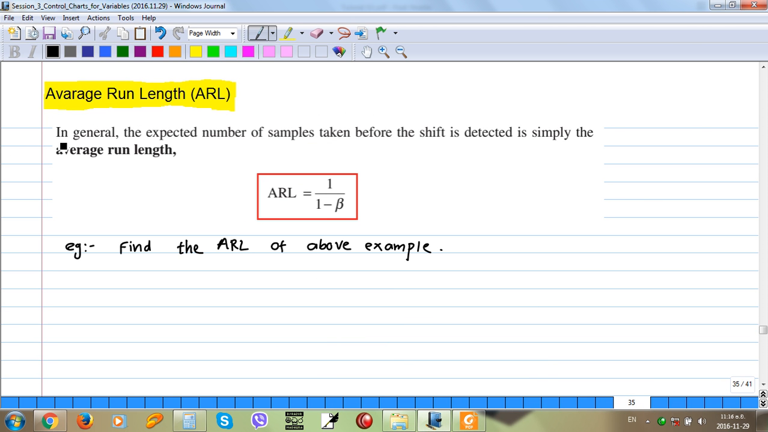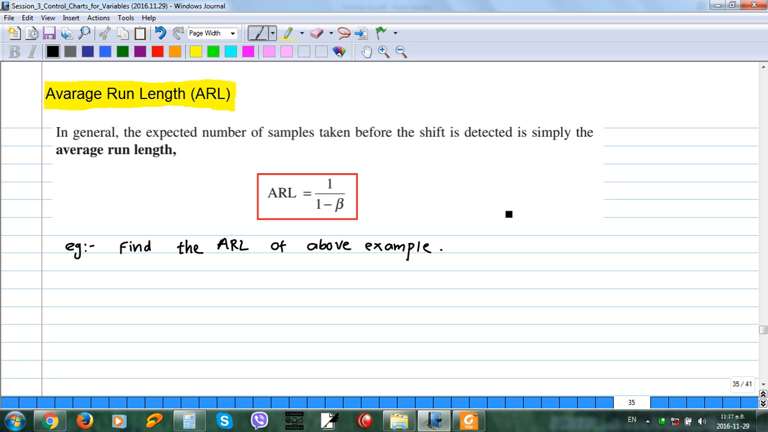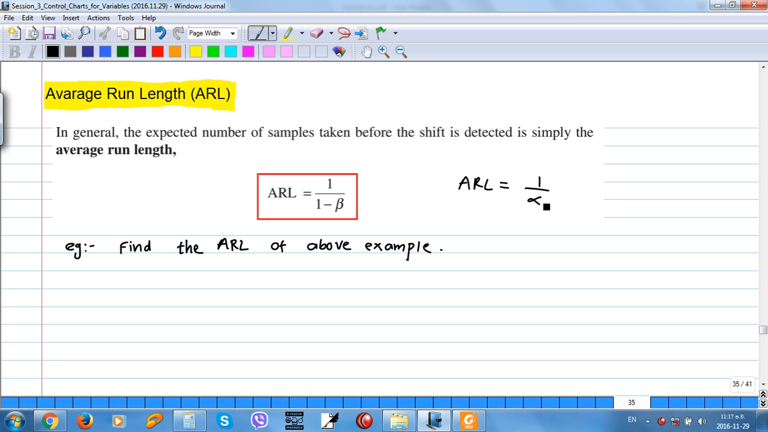Average run length. In general, it is the expected number of samples taken before the shift is detected. We discussed the average run length in lesson 1 or 2. Anyhow, now we are going to simplify that equation. Average run length is how many items are taken from the sample before finding the defectives. There is another equation: average run length equals 1 over alpha, which means 1 over 1 minus beta.